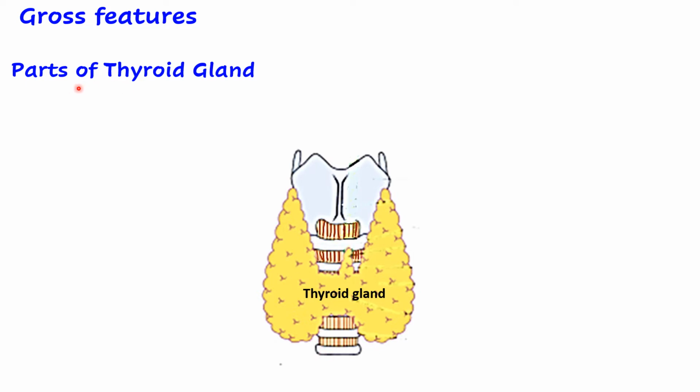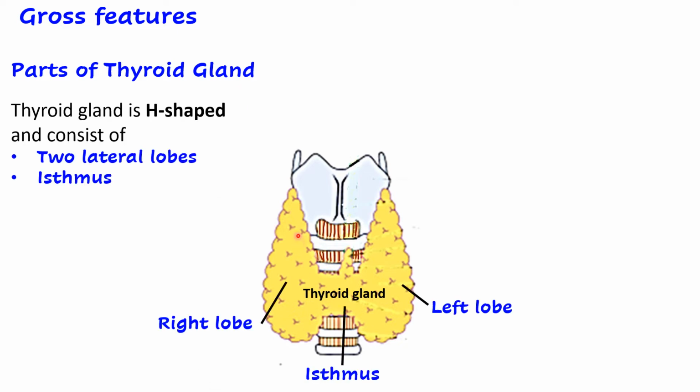So let us see the parts of thyroid gland. There will be two lobes. So two lateral lobes are there. One is this one, the other one is this one, and they are connected to each other via this midline structure which is known as isthmus. So these are the parts.